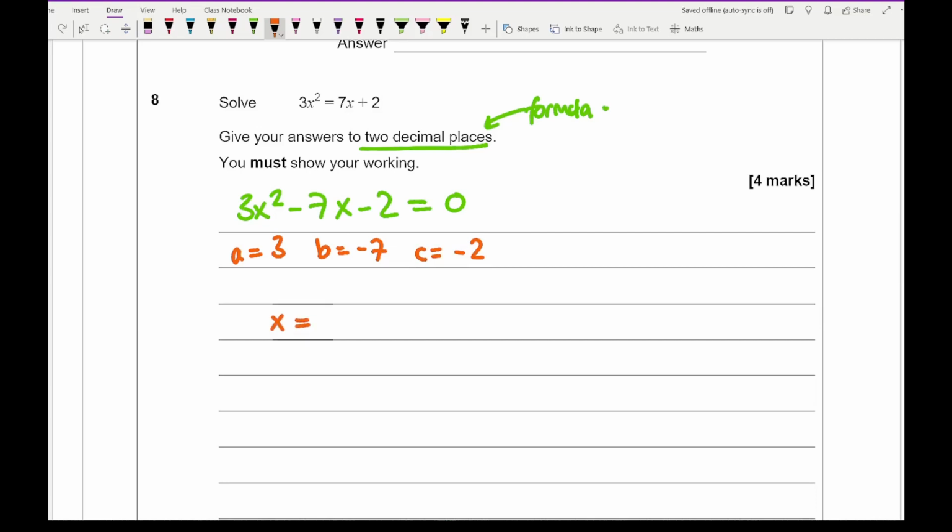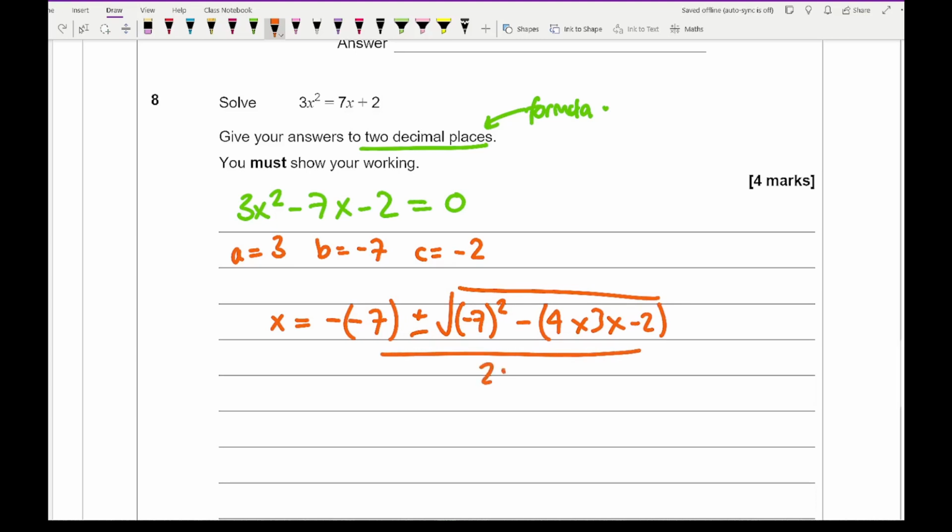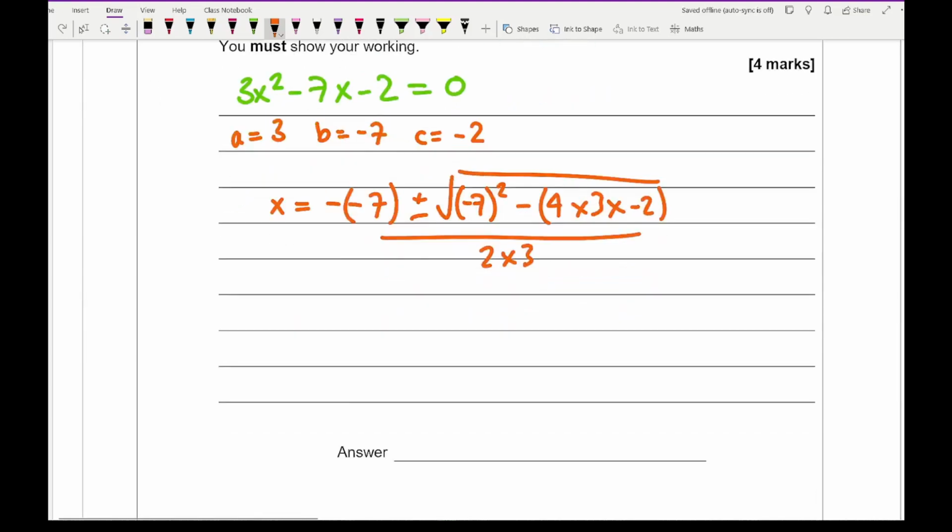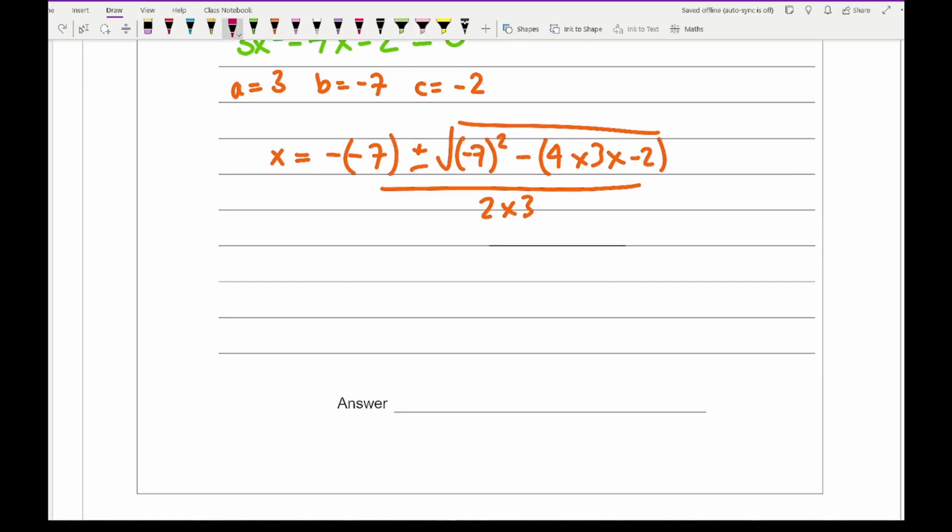So substituting the values in, I get minus (minus 7). And again, always try and keep those negative numbers in brackets. And then root (minus 7) squared minus 4 times 3 times (minus 2), all divided by 2 times 3. Now if you can, I would strongly recommend that you try and simplify this before sticking it in the calculator. So this becomes positive 7. This becomes 49. This becomes 12 times minus 2, which is minus 24, and the bottom equals 6.